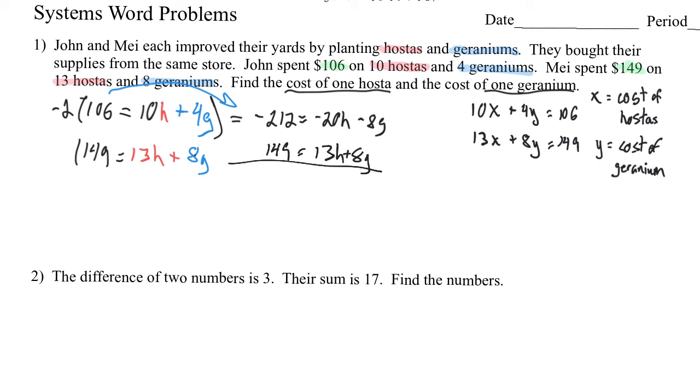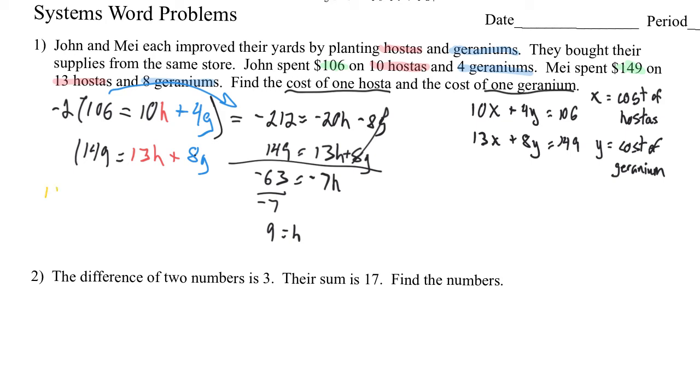So I have negative 212 plus 149. It's going to get me to negative 63 equals negative 20 and positive 13 is going to be negative 7H, and the G's cancel out. So if I divide by negative 7, I'm going to have $9 for a hosta. Okay, and then to find how much the geraniums cost, you just plug it back in just like normal and solve for the other variable.